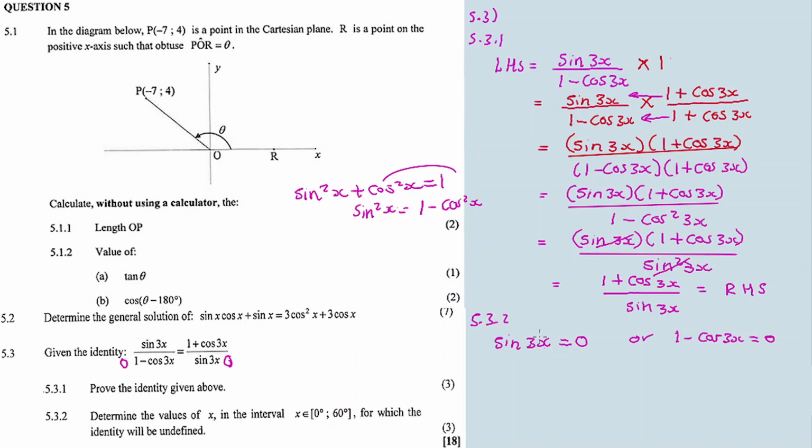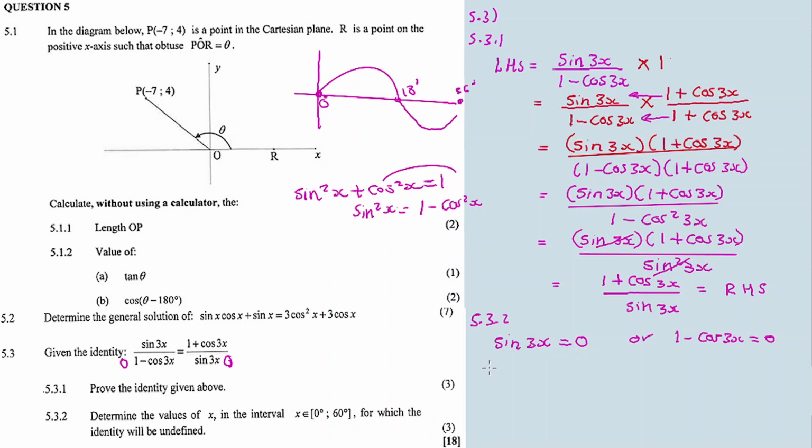So we have to solve for the value of x. You go plot the sine graph or function, where sine is 0. It's at 0, 90, 180, 270 and 360 degrees. So it's at 0, 180 and 360 degrees. That's where sine is 0.